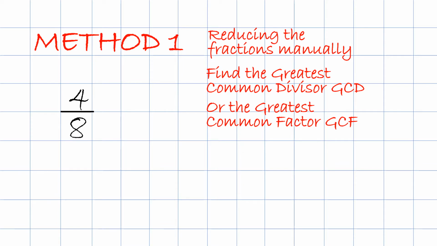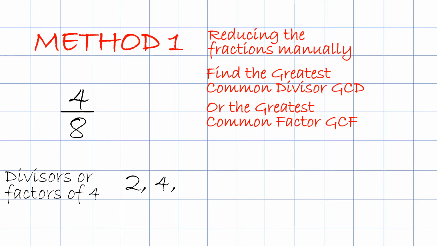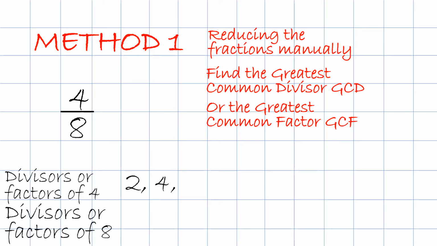So when you have 4/8, you have to find the divisors or the factors of the top number first, which is 4. So here are the common factors. We know that 2 is a factor of 4, and 4 is a factor of 4. Then we find the divisors or factors of the number 8. And 2 is a factor or a divisor of 8. 4 is a factor or divisor of 8. And so is the number 8.